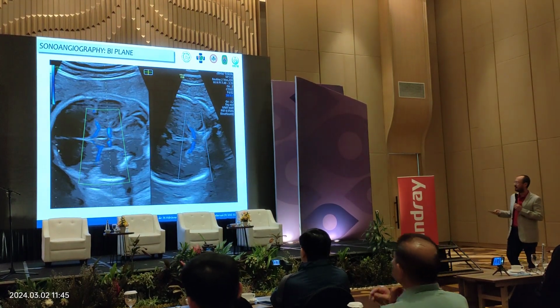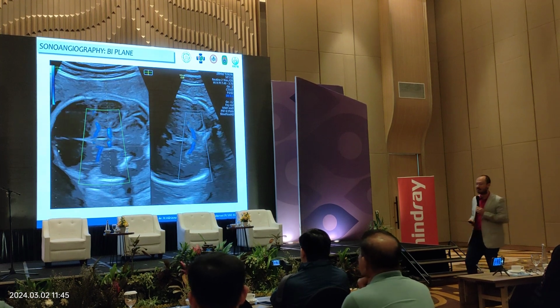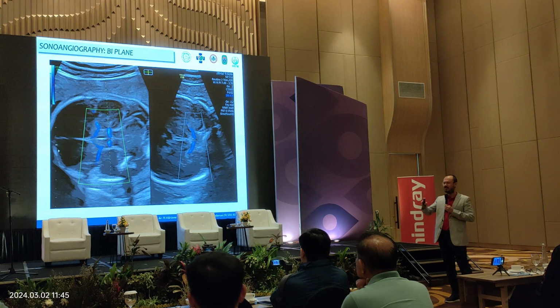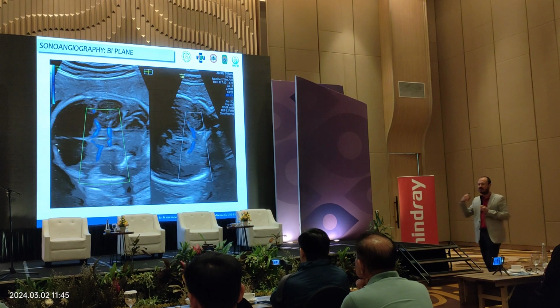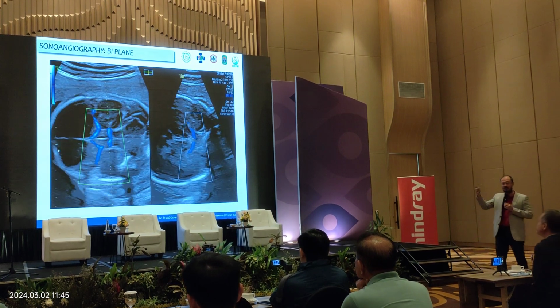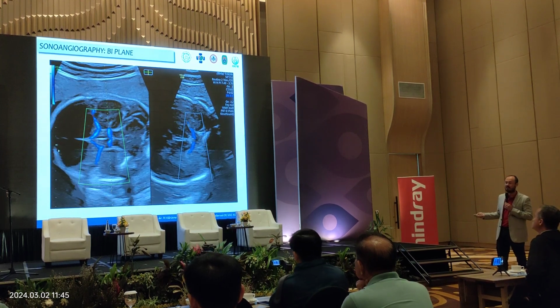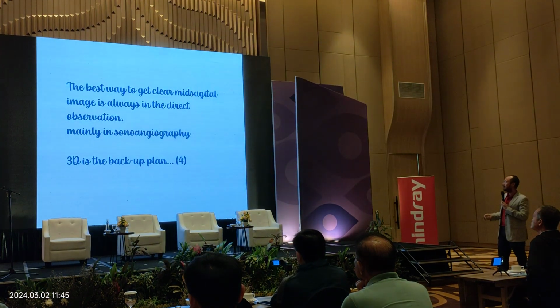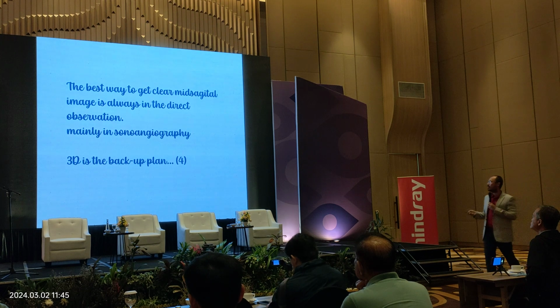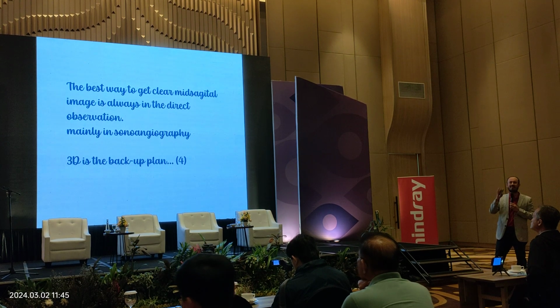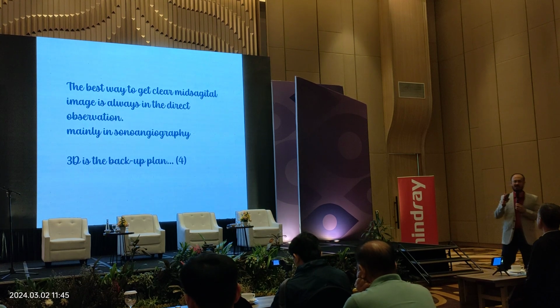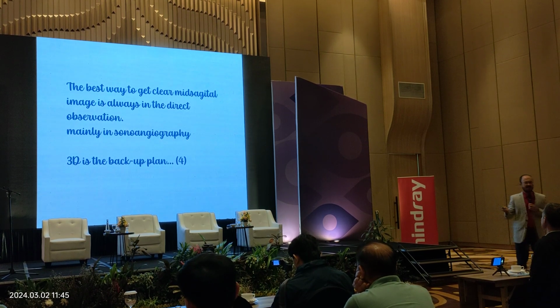And we can also pick, like Leona said, we should define the brain as anterior, middle, and posterior. So we can define the vascularity more smartly than before, not the whole brain. We can use the technology from the ultrasound. So the best way to get a clear mid-sagittal image is always direct observation, mainly in sonoangiography. So 3D is the backup plan for sonoangiography or for mid-sagittal incision.